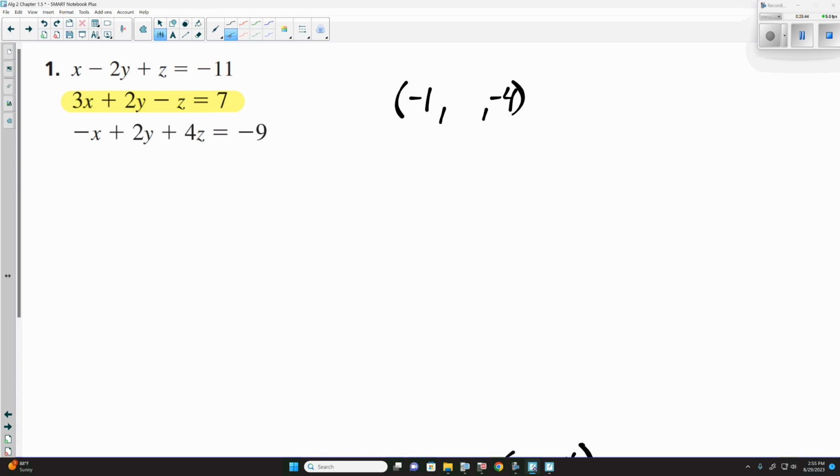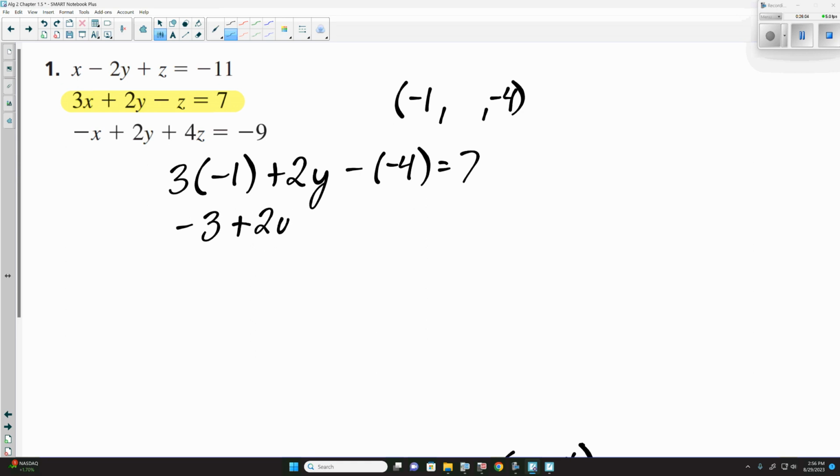Now, do we want to solve for y using the top, middle, or bottom equation? We can do both. Because if we use the middle, it's going to be 3 times negative 1 plus 2y minus negative 4 is equal to 7. 3 times negative 1 would be negative 3 plus 2y. Our negative 4 would be plus 4 is equal to 7. Combine like terms. 4 and negative 3 gives us positive 1.